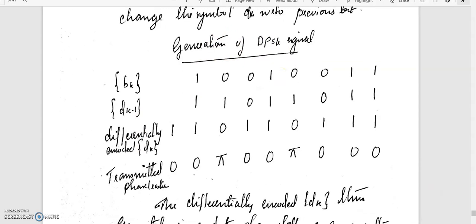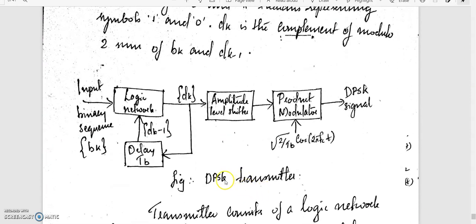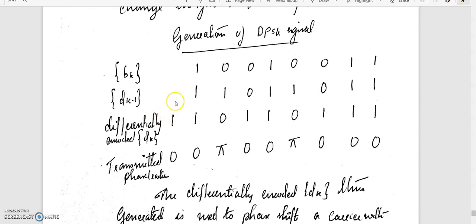When I draw the generator block diagram for the transmitter side, you can see that when you have the binary sequence BK, you can use a logic network in order to generate the differential encoder sequence DK. You have to generate this DK from BK. For that, you can use a logic network. So just go back to the table. You can see this is my DK. Just write DK minus 1.